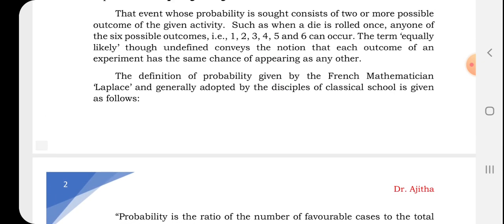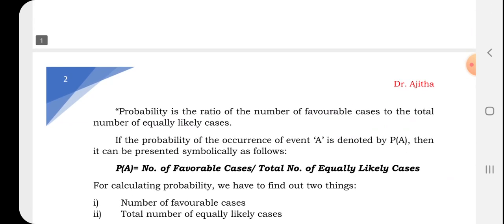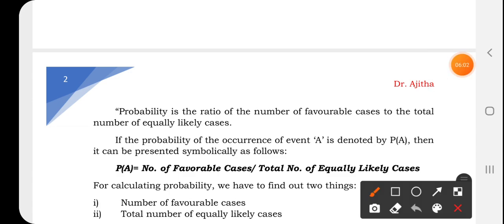So this is the definition which was given by the French mathematician Laplace, and generally it was adopted by the classical school disciples. It is given as follows: probability is the ratio of the number of favorable cases divided by the number of equally likely cases. This is the formula which we are going to use throughout.